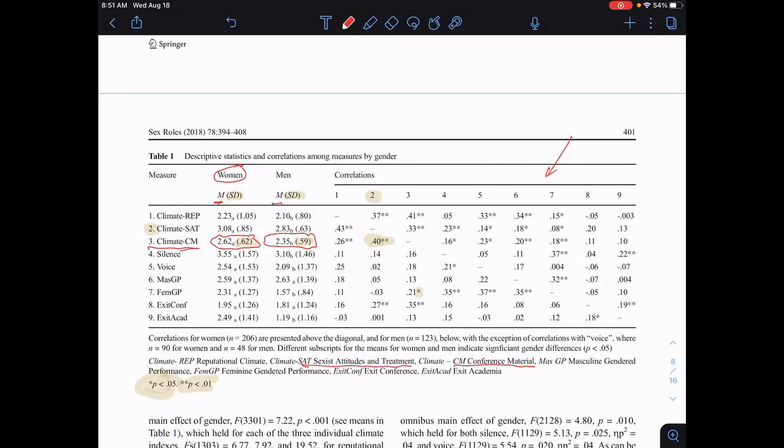So if the materials are perceived as sexist, there's also a relationship with sexist attitudes and treatment. They're related, okay, positively rated. And actually, that's a pretty high correlation for the social sciences. So that's what that means.